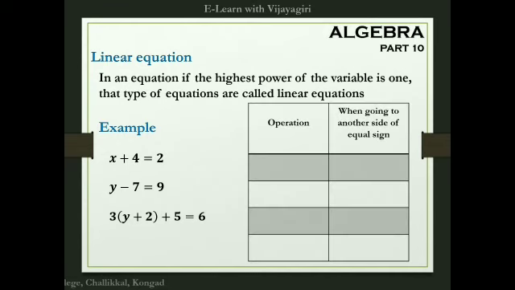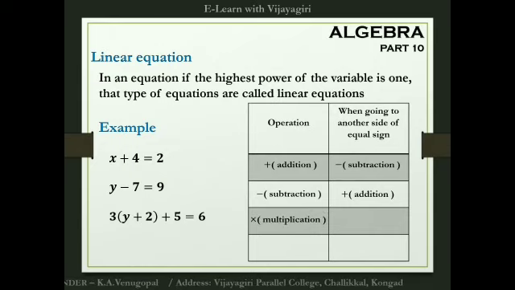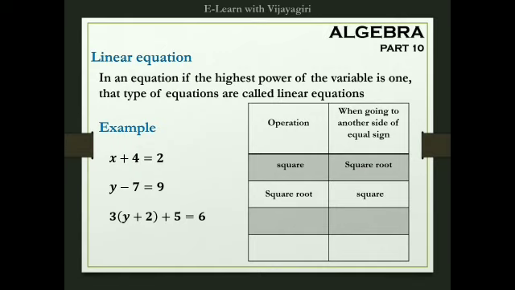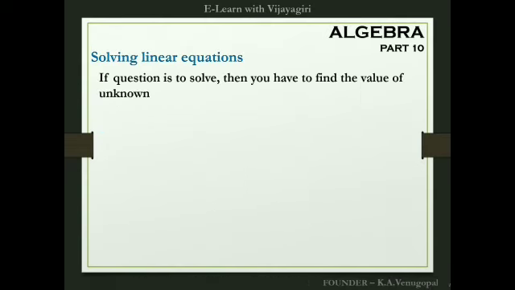And when solving linear equations, you have to remember something. Addition, when going to the other side of the equal sign, becomes subtraction. Subtraction becomes addition. Multiplication becomes division. Division becomes multiplication. Square becomes square root, and square root becomes square. All other powers will be similar. If the question is to solve, then you have to find the value of the unknown.